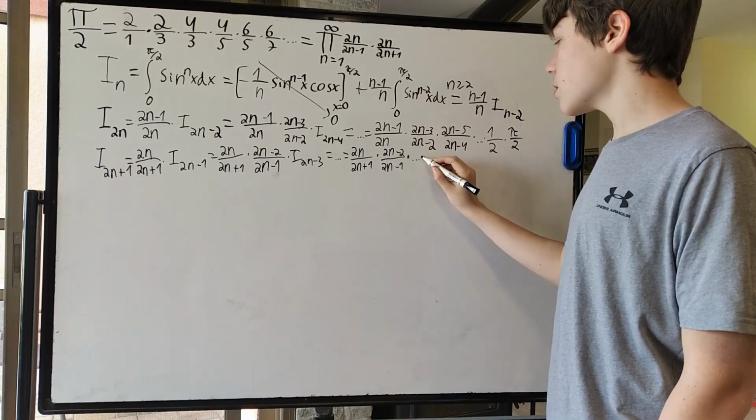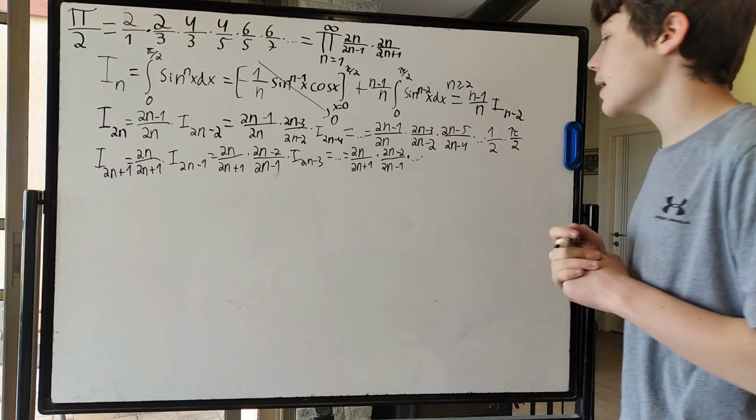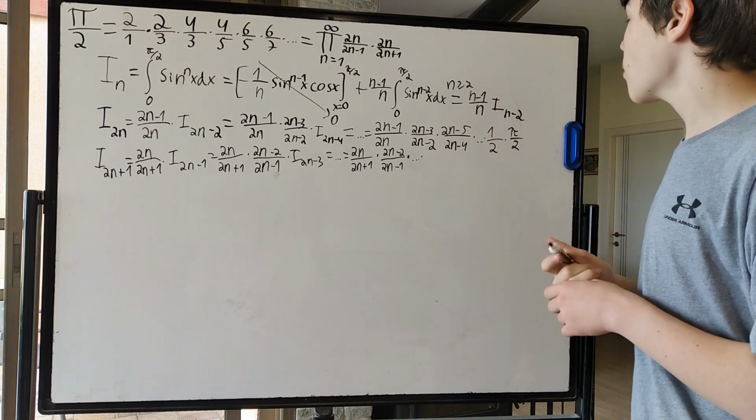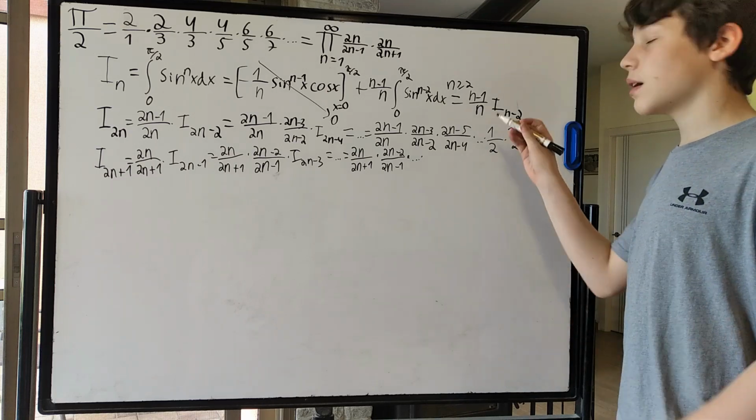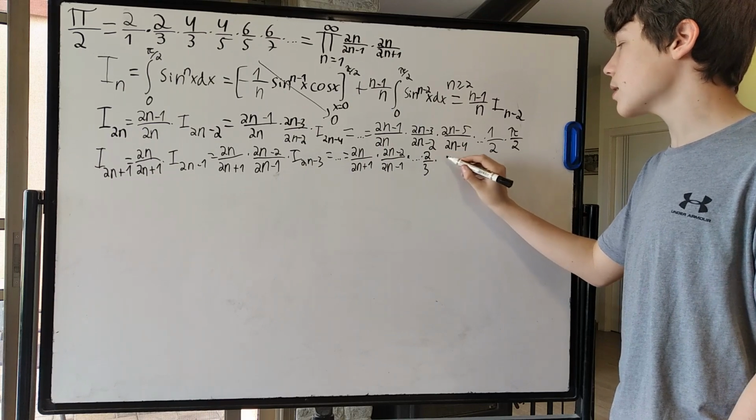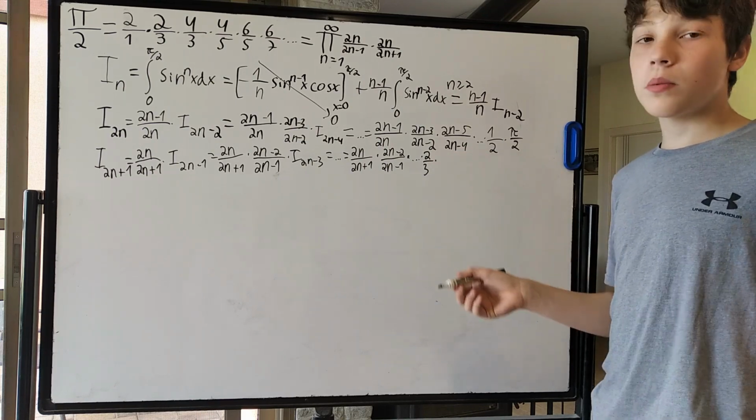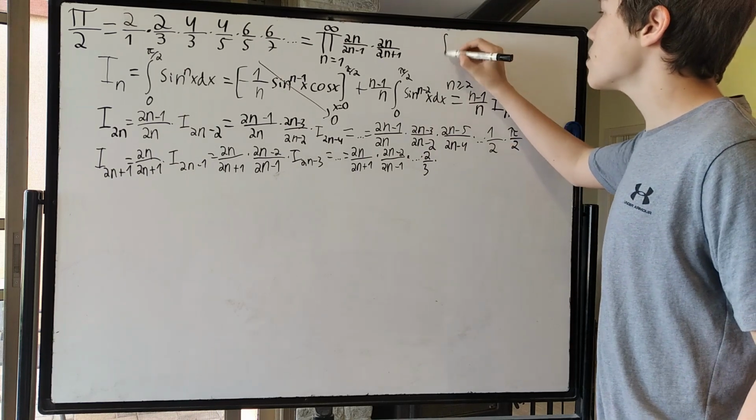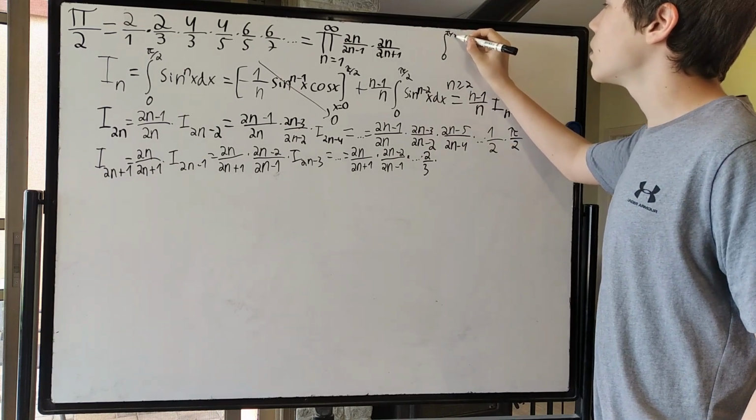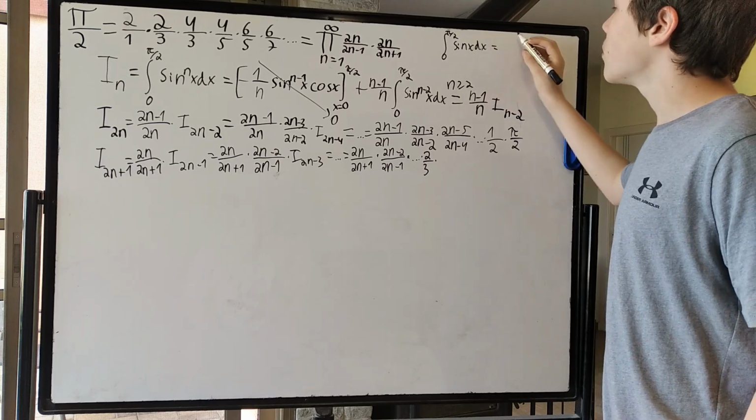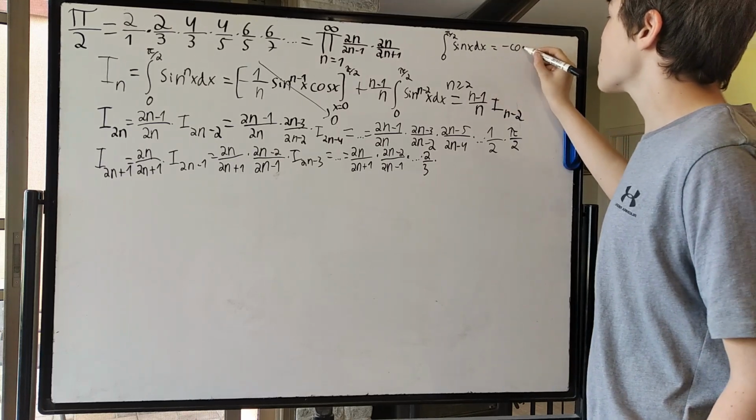times all the way on to, at the end, we'll turn I_3 to I_1, and when n is equal to 3 we'll have 2 over 3, so this is 2 over 3 times I_1. But what's I_1? It's the integral from 0 to pi over 2 of sine x dx, which is negative cosine x.